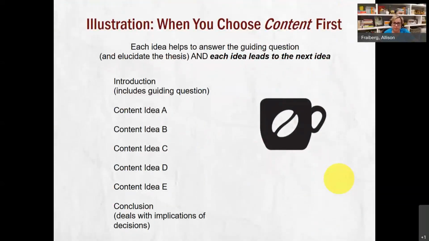Now, here's an illustration of what happens when you choose content first, when what you have to say determines how you say it, and you don't adopt some prefabricated mold. In this case, each idea not only helps to answer the guiding question, not the thesis, but the guiding question, and each idea leads to the next idea. We still have our cup of coffee, all right? And here's our paper. Now this kind of looks like, oh, there's just 5 points, but wait a minute.